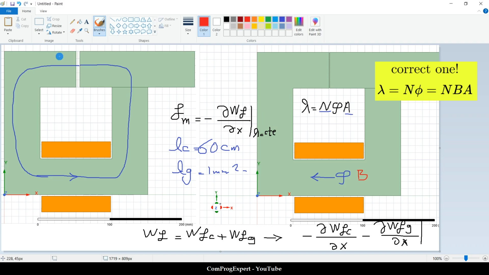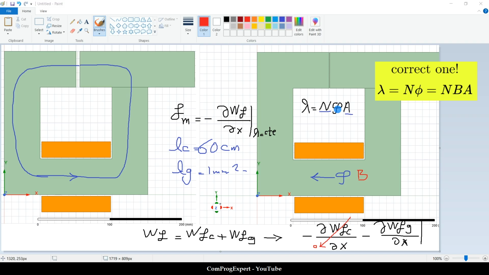So here, when we move this object, we don't have a big change in the length of the flux line inside the core. So the variation of the stored energy in the core with respect to x is close to zero. The variation of the energy in the structure is associated with the variation of the energy in the air gap.